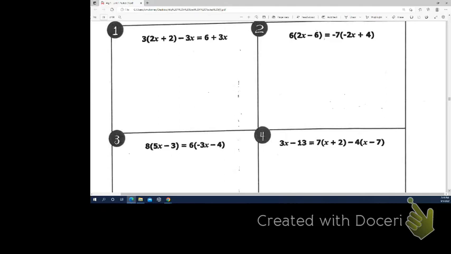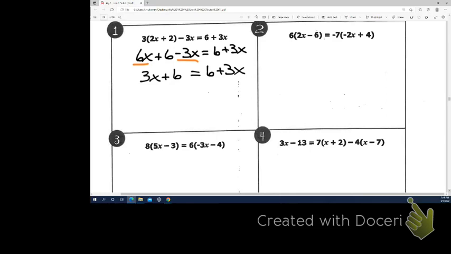So here in number 1, we've got a little more work to do. We've got to simplify first. You can't tell just from the get-go. If there's parentheses or like terms, we need to handle that first. So I distribute it. Now I'm going to put my like terms together. So 6x and negative 3x makes 3x. So I have 3x plus 6 is equal to 6 plus 3x.